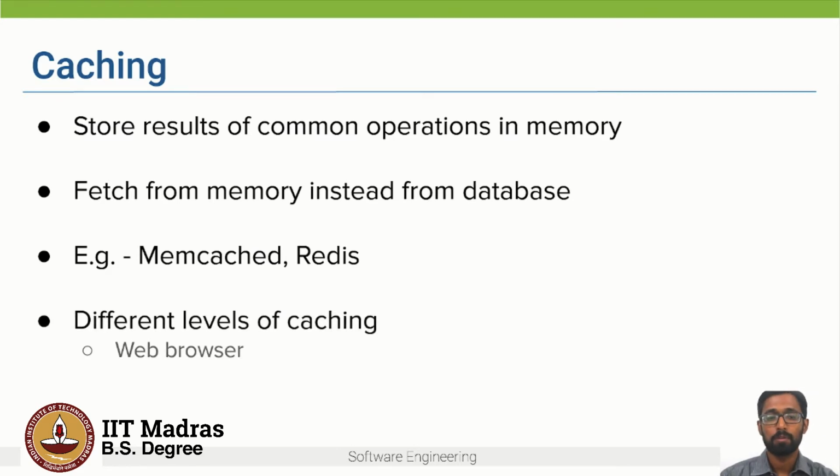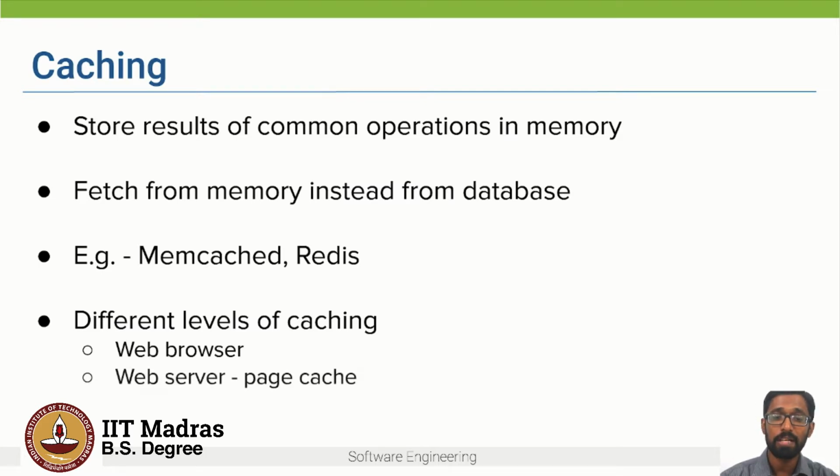The first level is at the web browser itself. The web browser has a cache, and the previously visited pages can be reused. It contains a copy of previously visited pages, and after verifying from the server that the page hasn't been changed, the web browser can load the page from the cache.